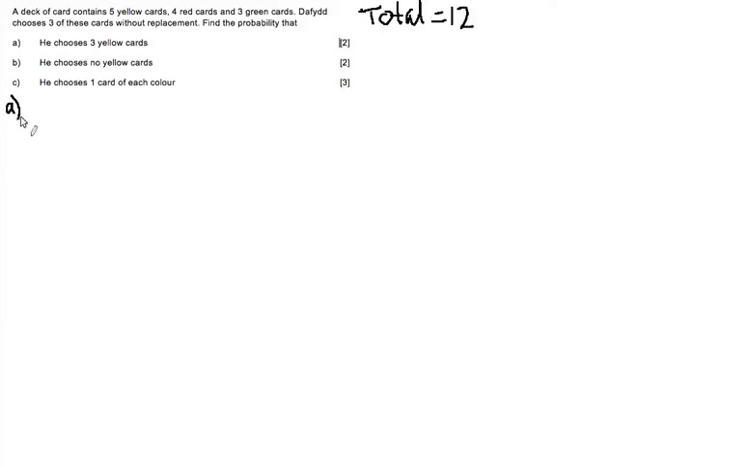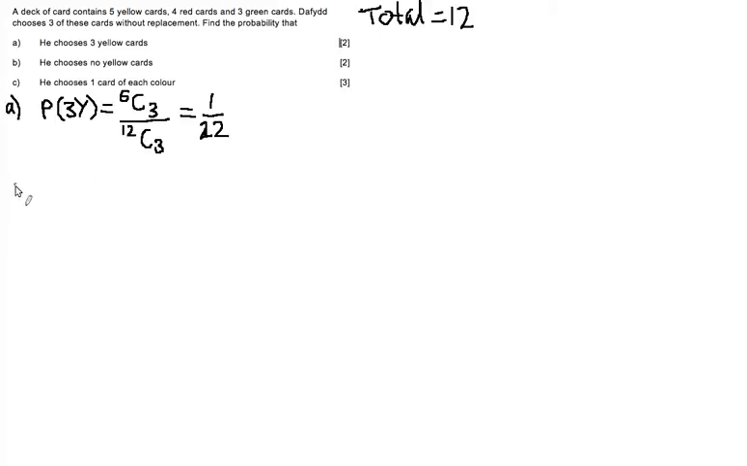So part A, we want to find the probability that we have 3 yellow cards. Well, to calculate the number of ways we can pick 3 yellow cards, we have 5 yellow cards and we are going to choose 3 of them. This is going to be over the total number of outcomes, which is 12 cards, choose 3. So, when I work this through in my calculator, typing it in carefully, what we get is a probability of 1 over 22.